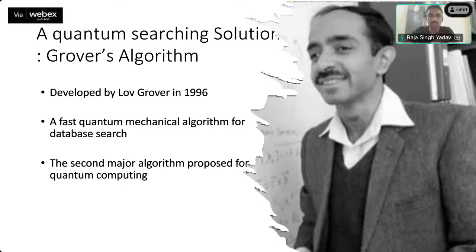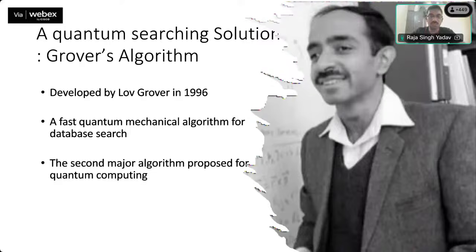Before that, this is one of the scientists, Lov Grover. He developed this algorithm back in 1996, at a very early time, in the 90s itself. This was the second major algorithm proposed for quantum computing. Before that, the Deutsch-Jozsa algorithm was already developed.